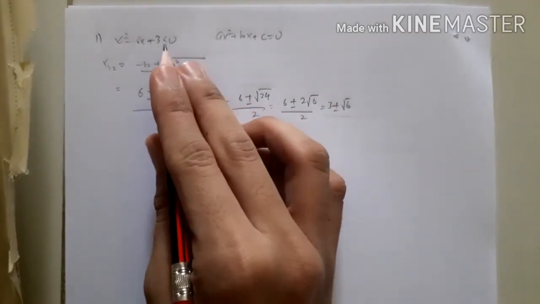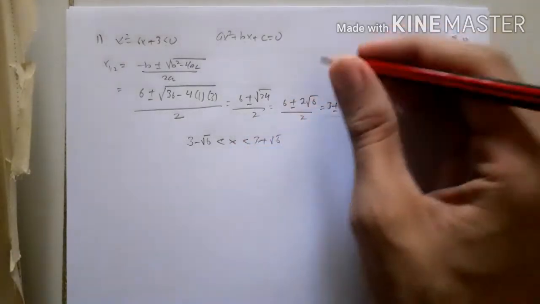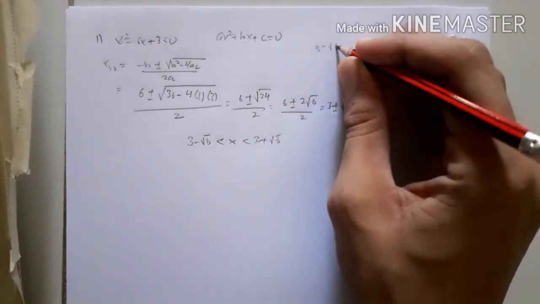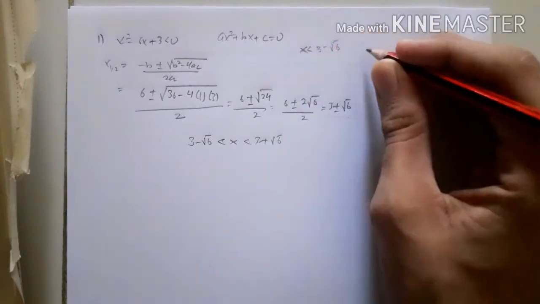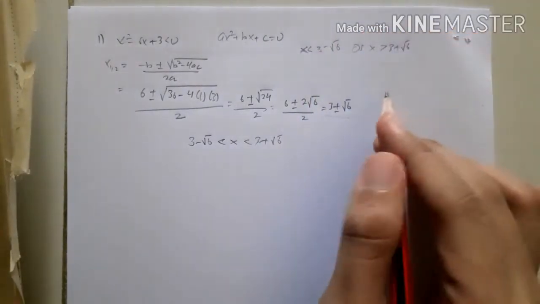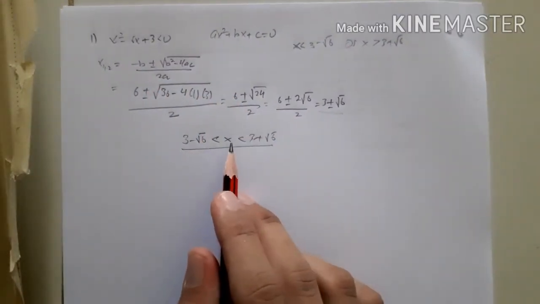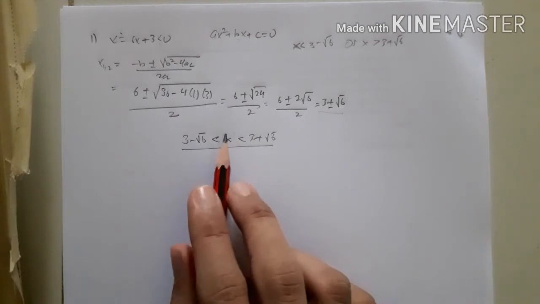If the sign is greater than, the interval is not this, but rather x less than this one, or x greater than that one. But this is less than, so this is the interval. So we just have to find how many integers fit in this interval.